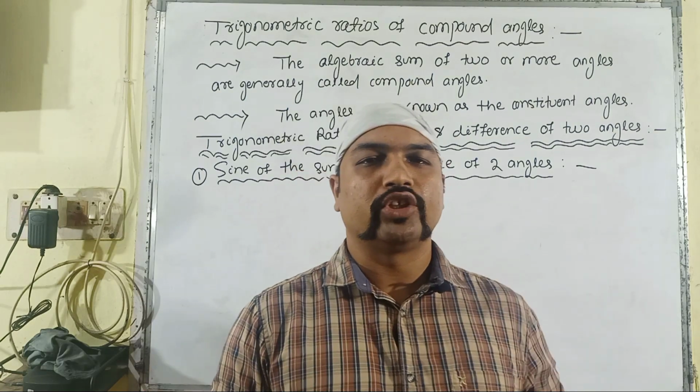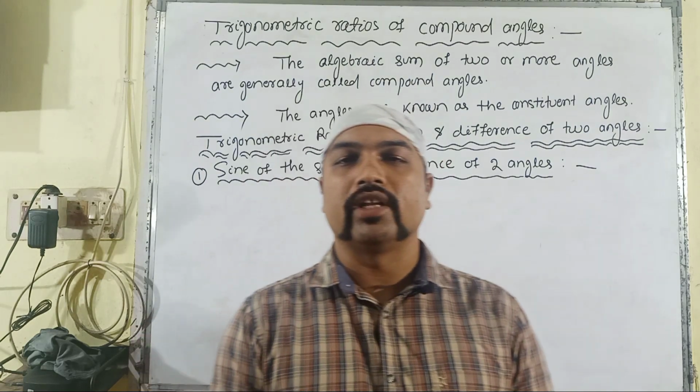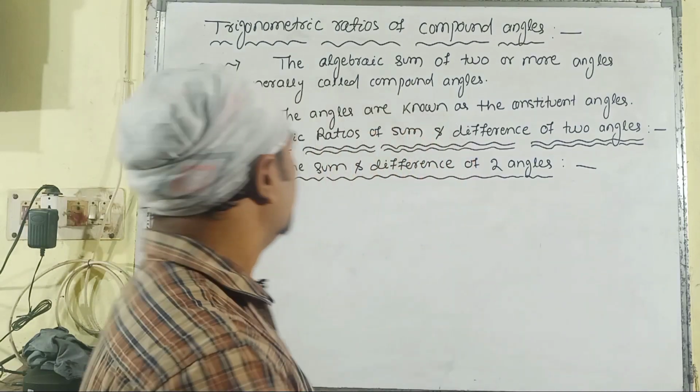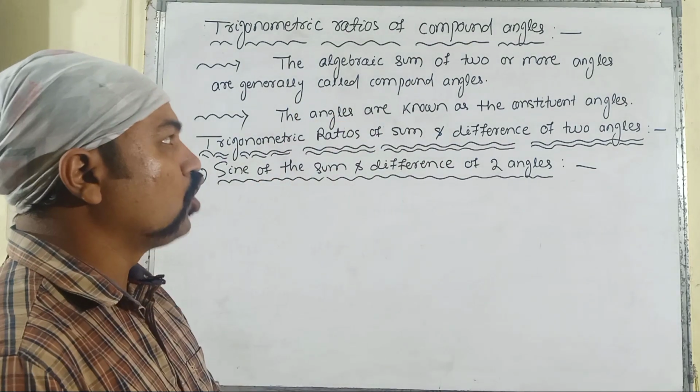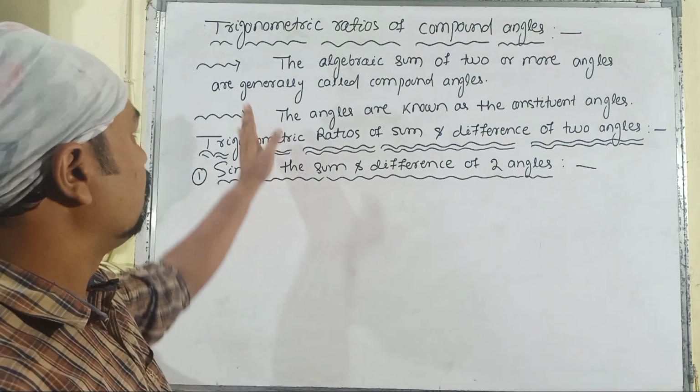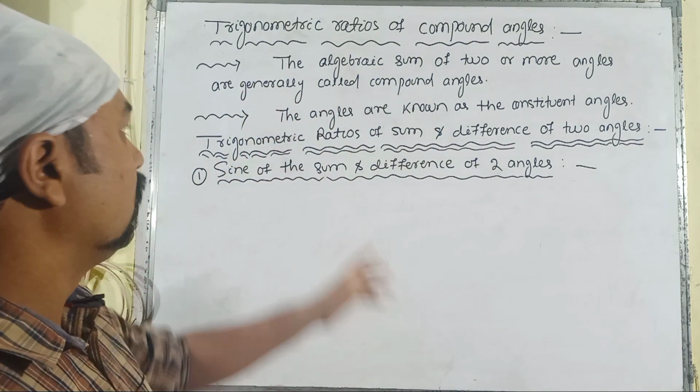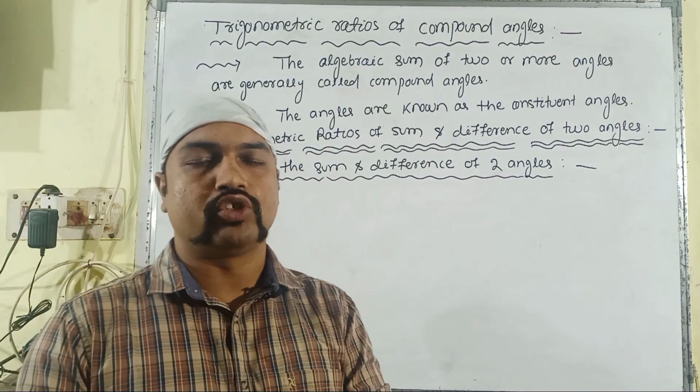In this particular video session, we are going to discuss the trigonometric ratios of compound angles. So first of all, let us define compound angles. The algebraic sum of two or more angles is generally called a compound angle. The angles are known as the constituent angles.